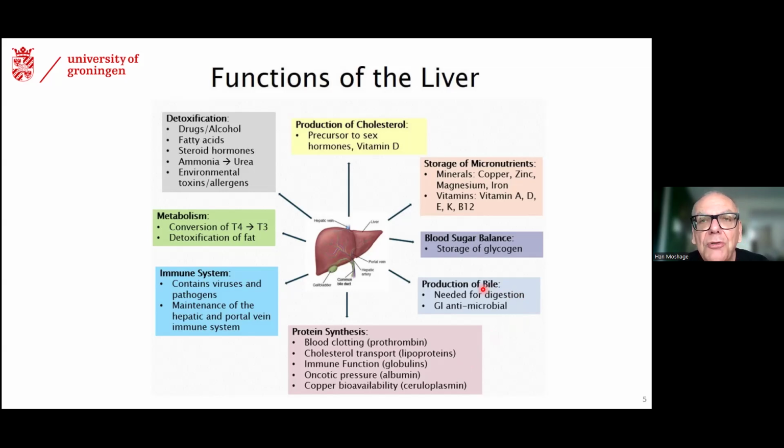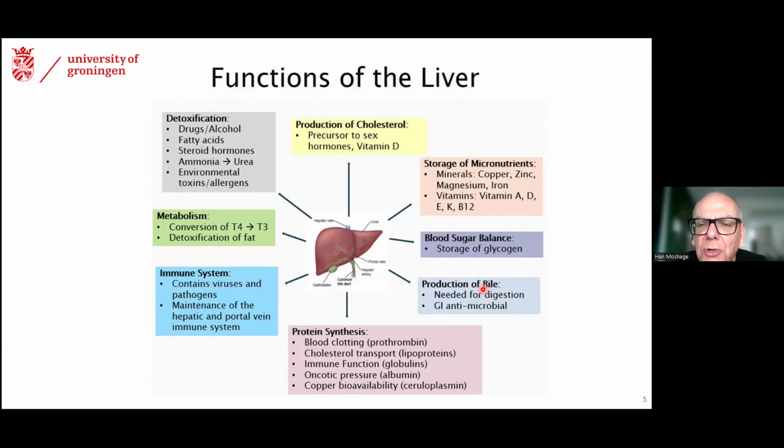The liver also produces bile, and it uses cholesterol as a building block of bile. Many of the bile acids contain a cholesterol skeleton, but they also have several amino acid groups or even sugar groups attached to it to make it more soluble.